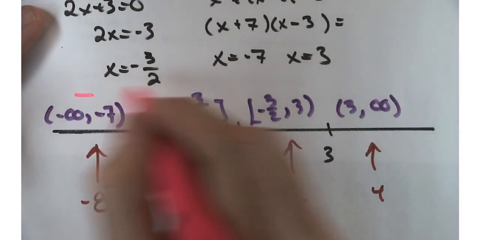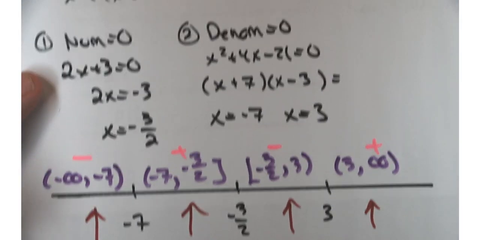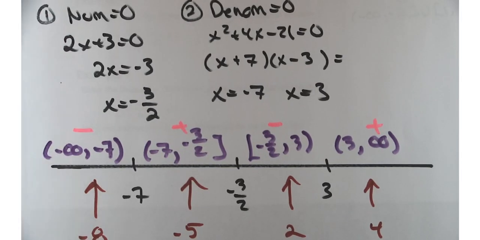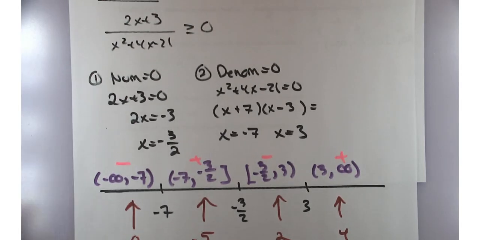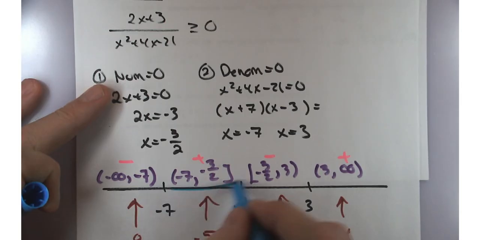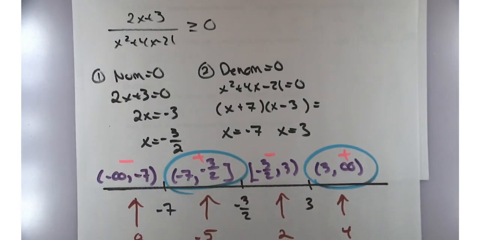Negative, positive, negative, positive. Which intervals do I want? The positive intervals or the negative intervals? Positive, yeah. I want to know where this is greater than or equal to 0. Now the nice approach that we took is helping you out right now, because now we're all done with this. It's this and this. Those two are your answers, and there's no more thinking. Those are the positive intervals.